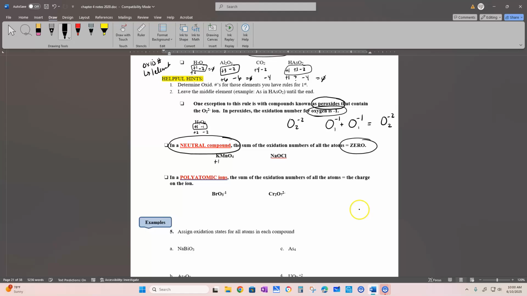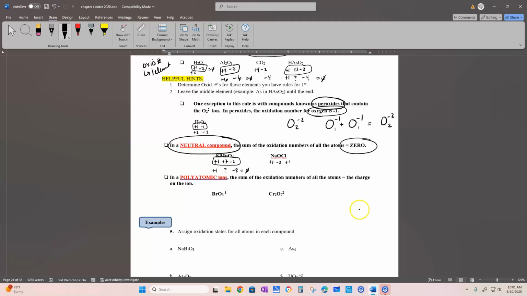Potassium's +1 because he's group 1. I don't know manganese. Oxygen's -2. 2 times 4 is -8. So +1 something -8 is 0. So that must mean manganese is +7. Sodium's always +1, group 1. Oxygen, -2. The reason why I didn't go after chlorine, because remember, chlorine, if it's with oxygen, can be positive or negative. So 1, -2, that must mean chlorine has to be +1.